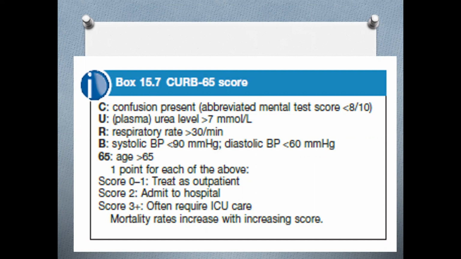So with a score of 0 to 1, you treat them as outpatient. If they have a score of 2, admit to hospital. And if the score is 3 plus, they often require ICU care. Mortality rates increase with increasing score.